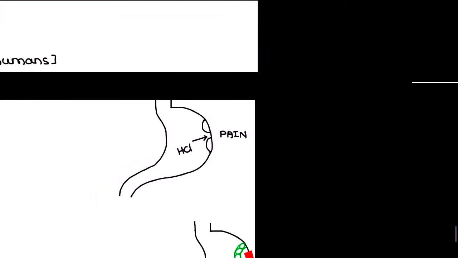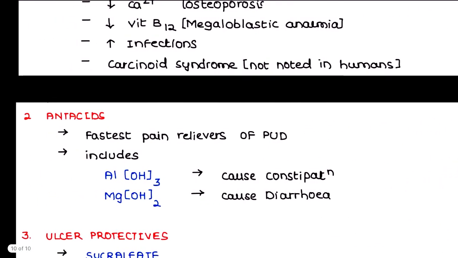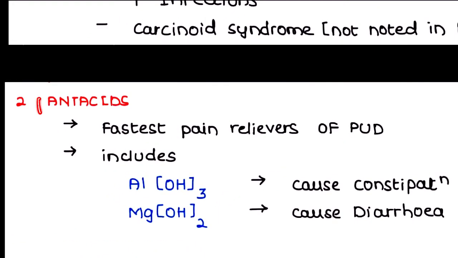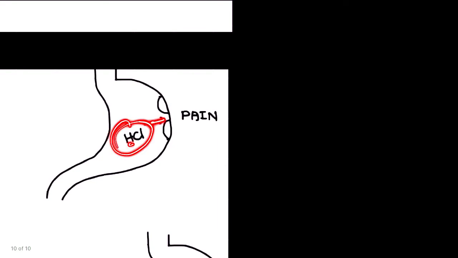So in order to neutralize this HCl, we have got another drug, and that is antacid, right? Antacid will give the fastest pain relief of PUD, that means peptic ulcer disease. How? Because the excessive acid that is present in our GIT is causing pain, right? Excessive pain. So this excessive pain caused by this HCl is relieved by giving what?